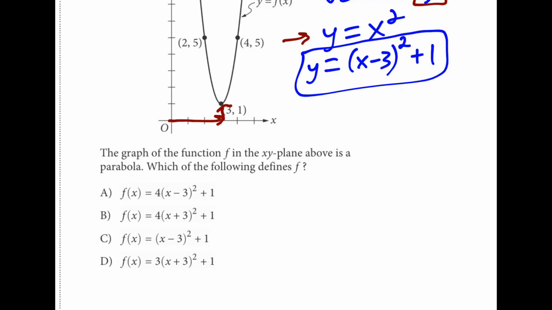So we know that from where the vertex is, which helps us to rule out B and D. The only difference here is this 4, which is a dilation. You could recognize that this is steeper than a traditional parabola, or a y equals x squared parabola, and just immediately choose A. But you could also plug in the coordinates, 4 and 5. For example, 4 minus 3 is 1. Square that, it's still 1. Times 4 is 4, plus 1 is 5. So it checks out. If you tried that with C, you would not get 5.